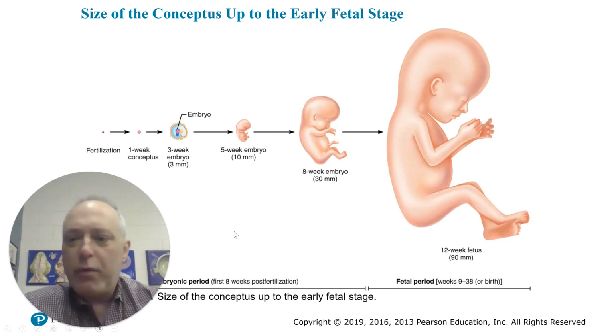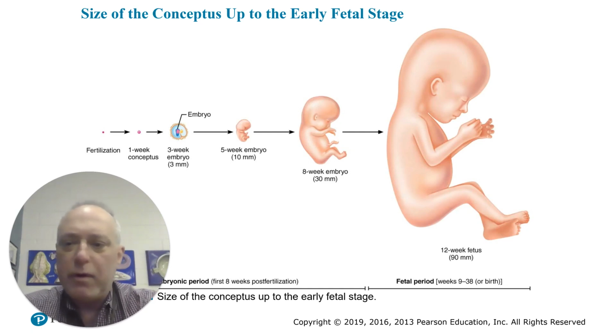Okay, so for the first week or so, our little fertilized egg is referred to as the conceptus, and then the embryo up to about 8 weeks. From there, from like 8 to 12 weeks, we begin to call this a fetus, and greater than 12 weeks, all the way to birth, would still be fetus.